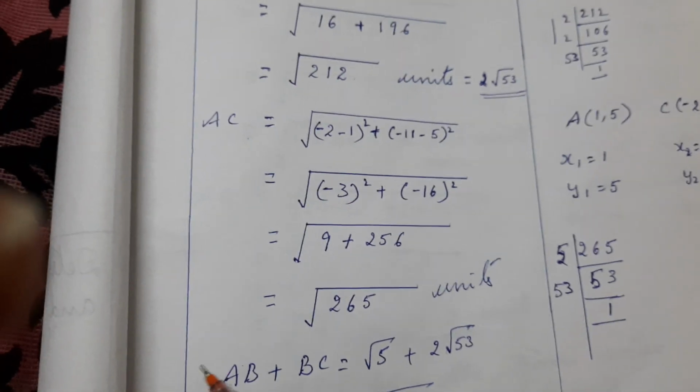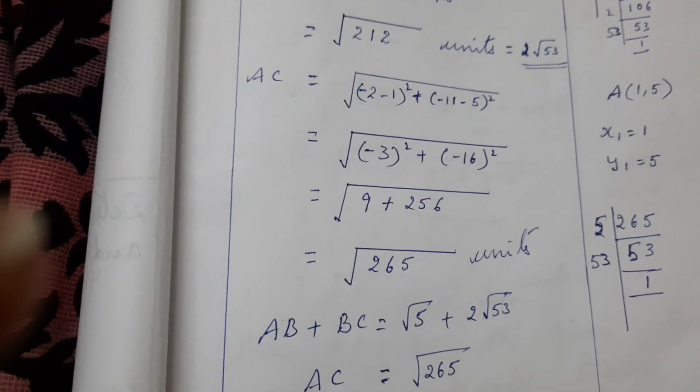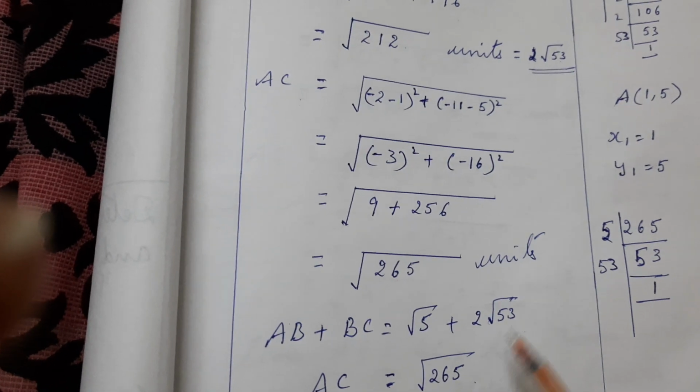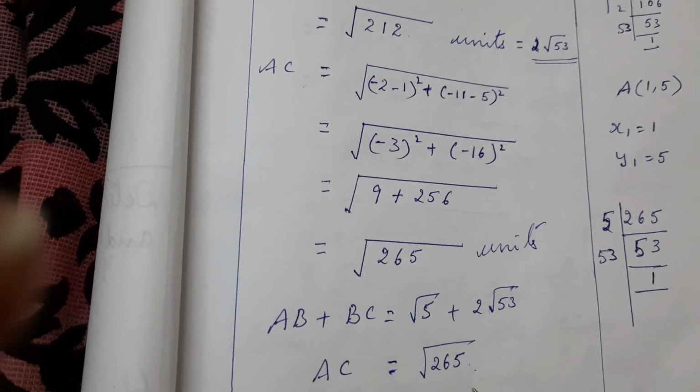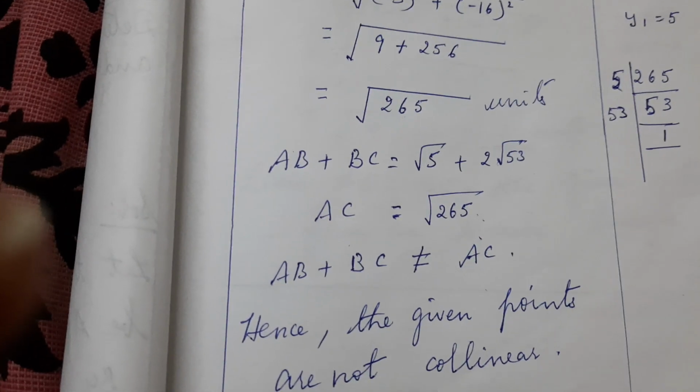Next, now AB plus BC. AB plus BC is root 5 plus 2 root 53. And AC is root 265. These are not equal. AB plus BC is not equal to AC. So we can say the given points are not collinear.